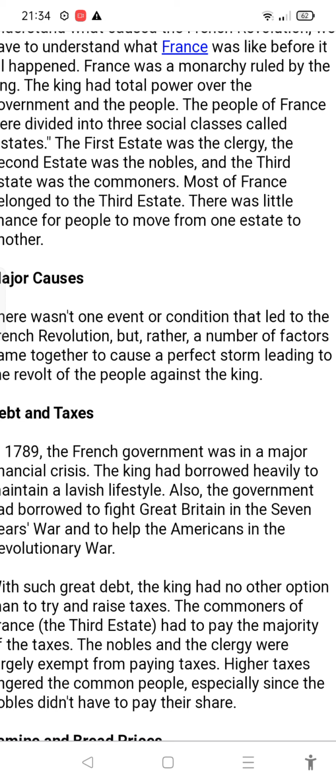Major causes. There wasn't one event or condition that led to the French Revolution, but rather a number of factors came together to cause a perfect storm leading to the revolt of the people against the king.